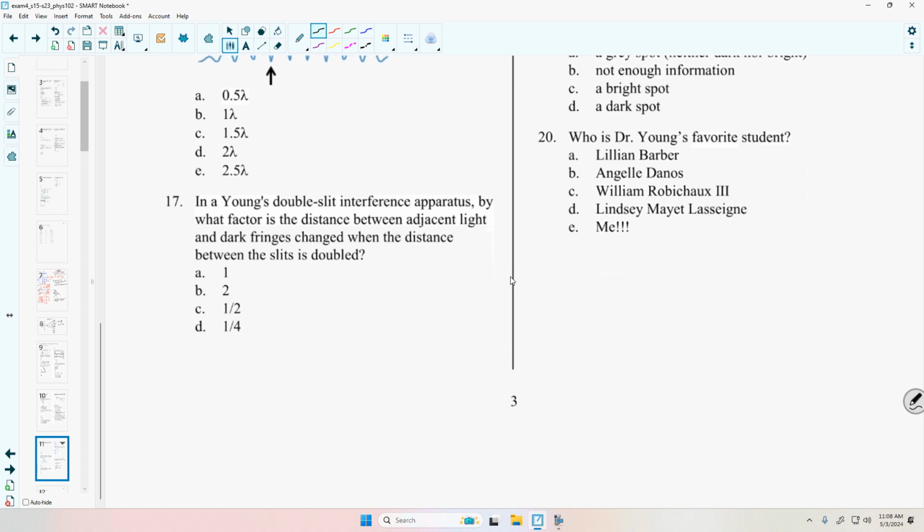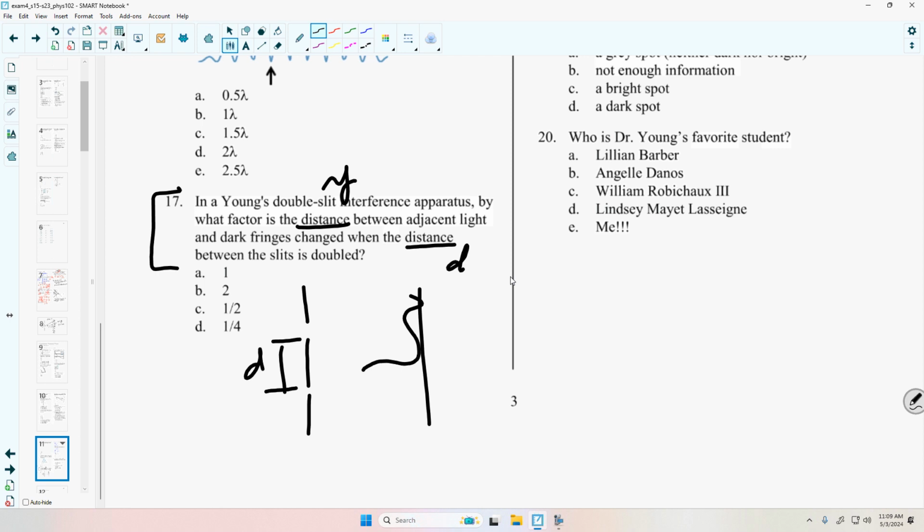Okay. Yeah, so we saw this in the concept test. Those are on Canvas, by the way. I want to know by what factor the distance is changed when the distance between the slits is doubled. So this distance is d. The distance that we're talking about here is y, right? So this distance is the distance between the slits. And I want to know the distance between adjacent bright and dark spots. I'll just say, what is the distance from here to here, y?